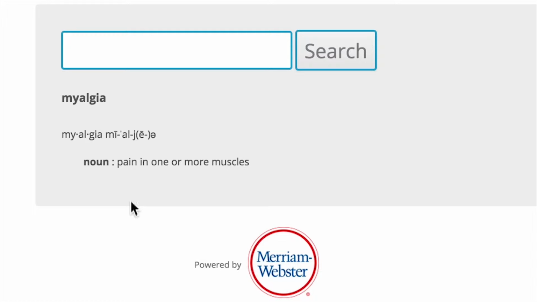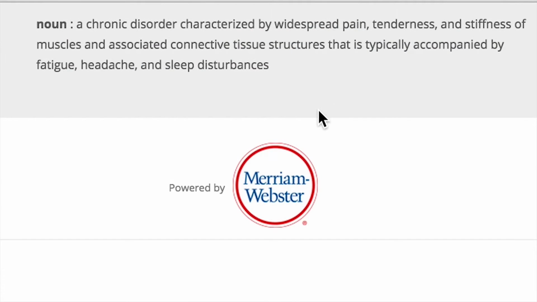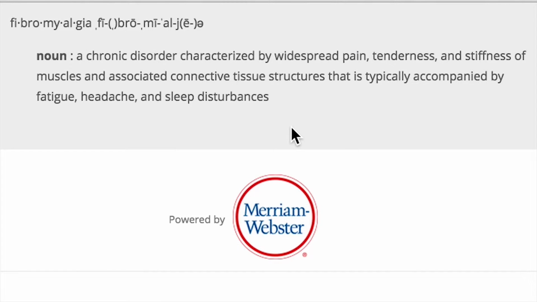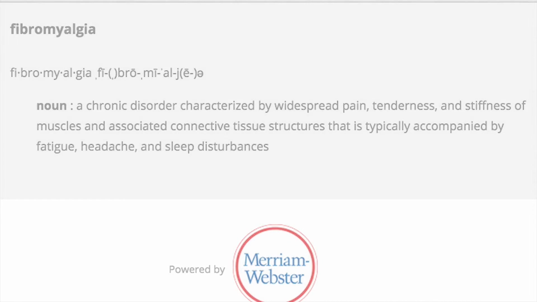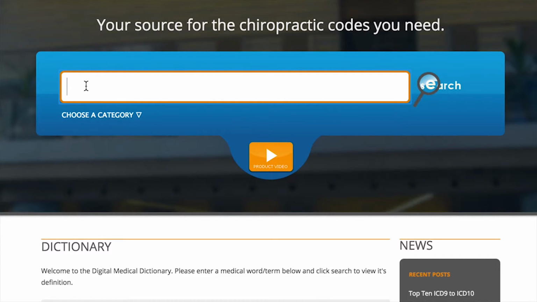But in ICD-10, there's a separate code for fibromyalgia. So if we type in the definition of fibromyalgia, it then brings up a better definition that says a chronic disorder characterized by widespread tenderness and stiffness of muscles and associated with connective tissue structures that is typically accompanied by fatigue, headache, and sleep disturbances. So that way when a provider says, well, I have fibromyalgia, it'll allow them to delineate it a little bit better.